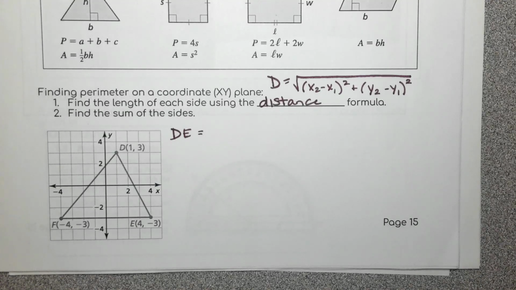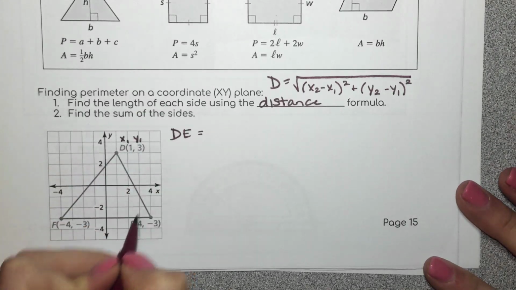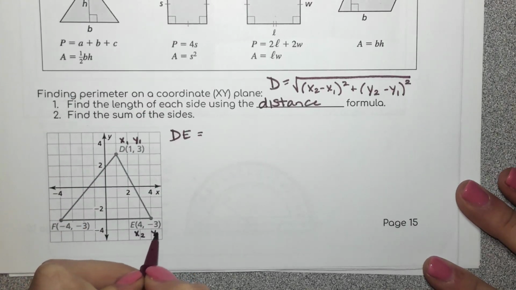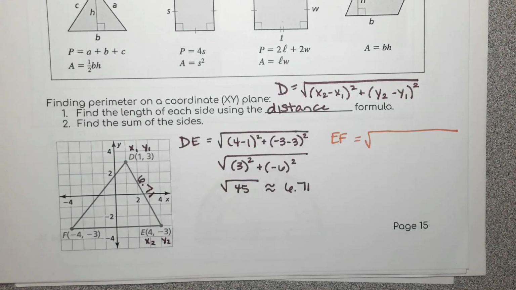Alright, so do we want D or E to be x1, y1? D. Alright, so x1, y1, x2, y2. You're going to find the distance of that side on your own because this is review for us now. So I did 6.71. Doesn't matter. You could have stopped at 6.7.